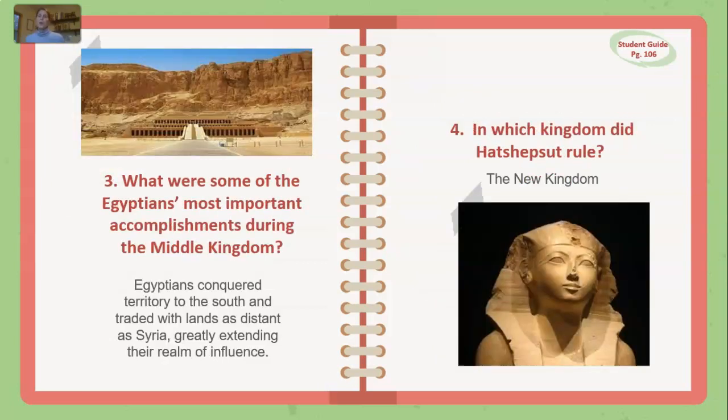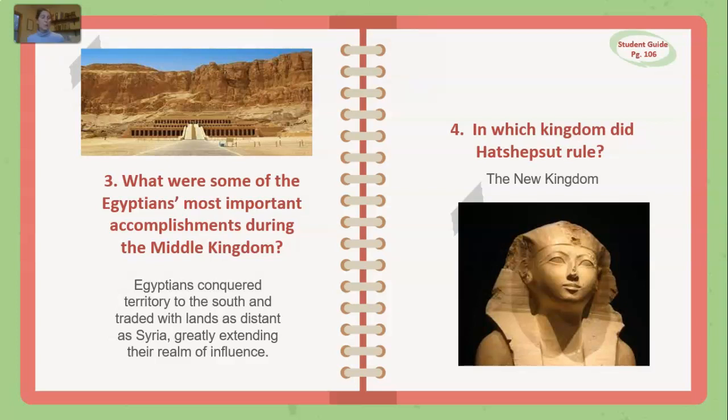Question number 3. What were some of the Egyptians' most important accomplishments during the Middle Kingdom? Egyptians conquered territory to the south and traded with lands as distant as Syria, greatly influencing their realm of influence. And then question number 4, in what kingdom did Hatshepsut rule? It was in the New Kingdom.